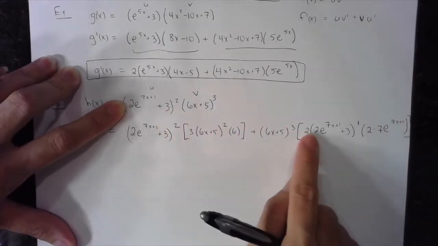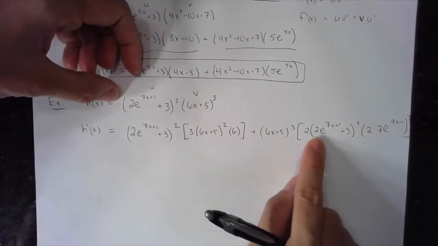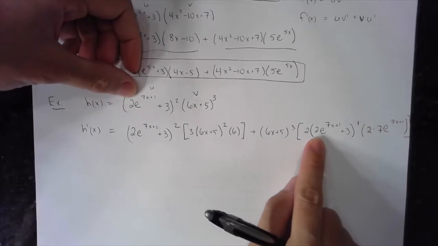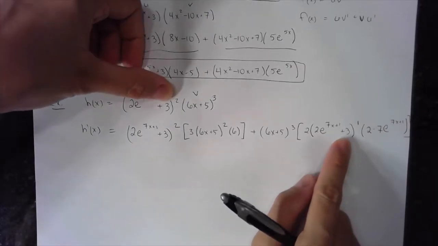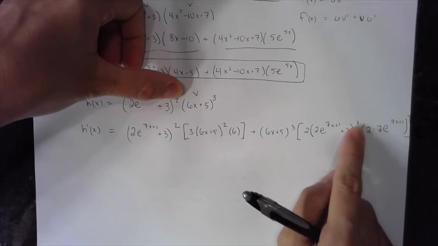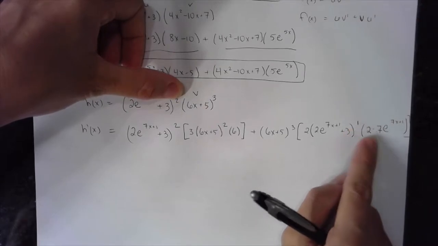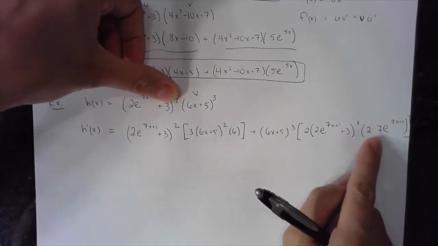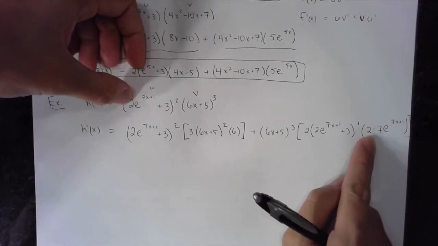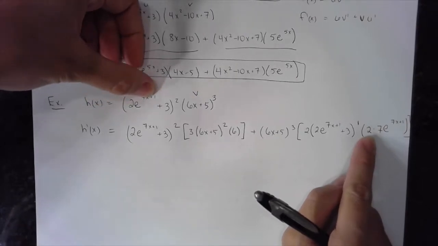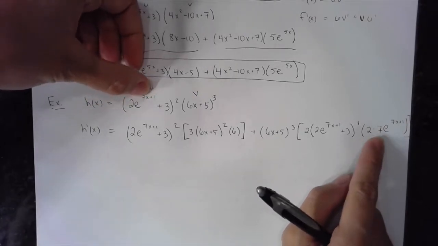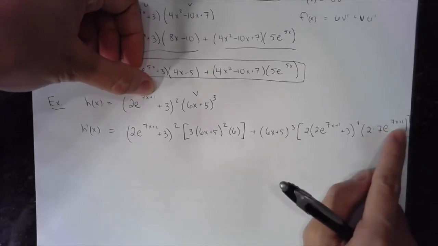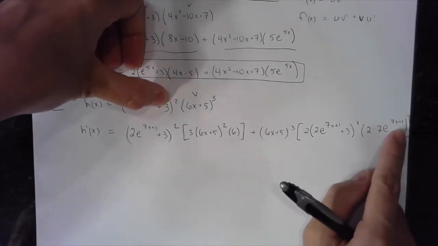Bring the exponent down, right? Bring the 2 to the front. Keep the base, which also has a 2. E to the 7x plus 1 plus 3. Subtract 1 from the exponent and multiply by the derivative of the inside, which is a 2, and then that 7 from that derivative of the exponent, times 7, e to the 7x plus 1, plus 0, the derivative of a constant.